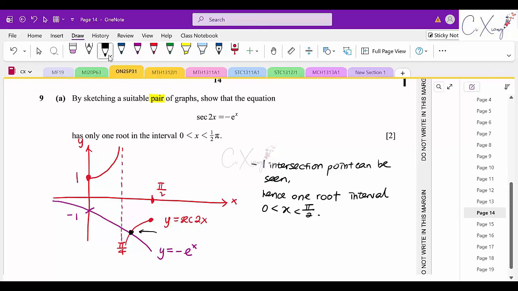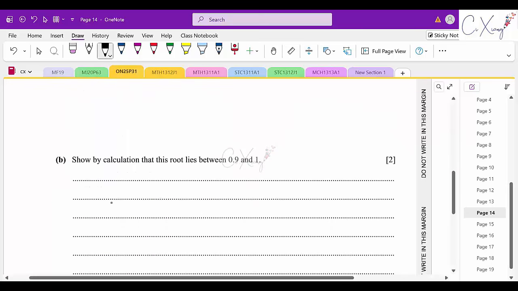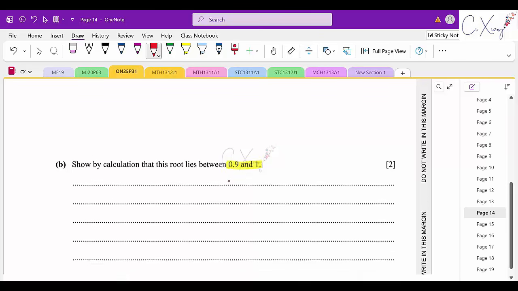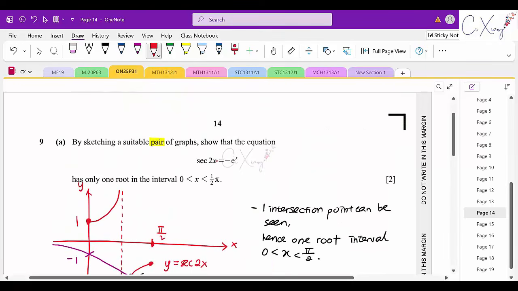Alright, so this is what we have for part A in question number 9. And let's proceed to part B. They want you to show by calculation that this root lies between 0.9 and also the 1. And usually for me, when I want to prove that my root lies between two values, the method that I'm using is sign change method.